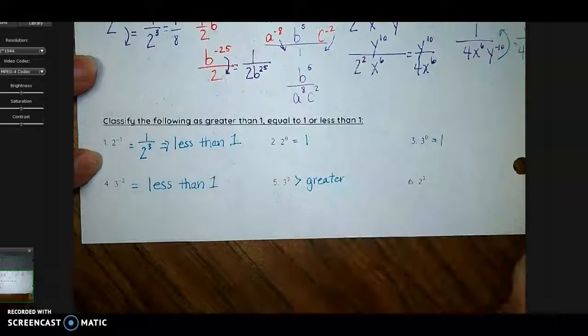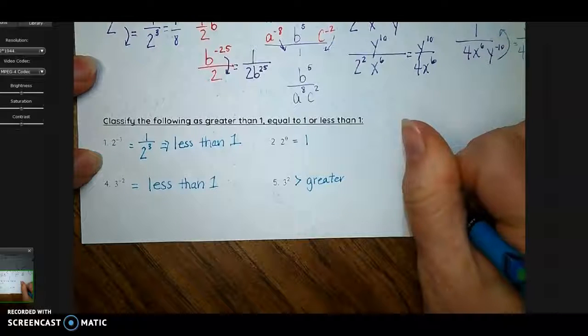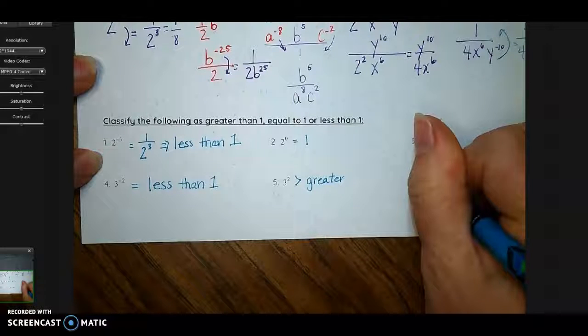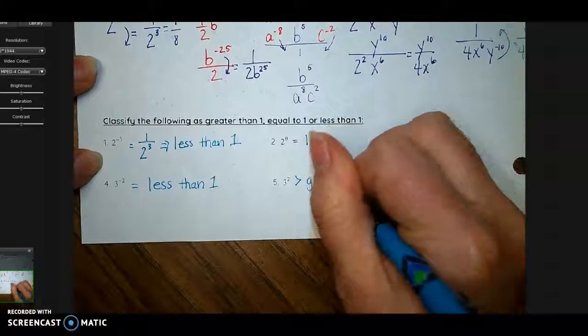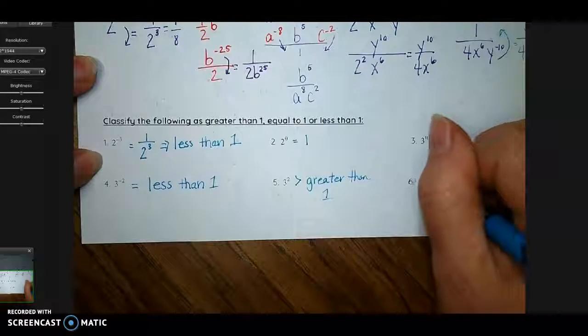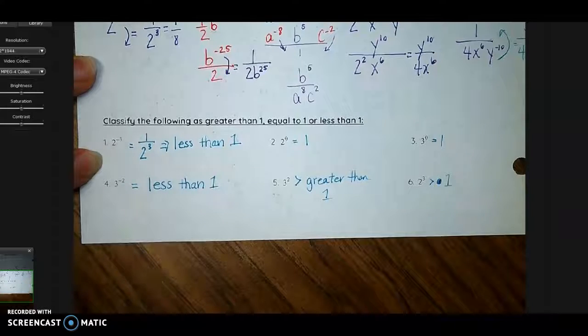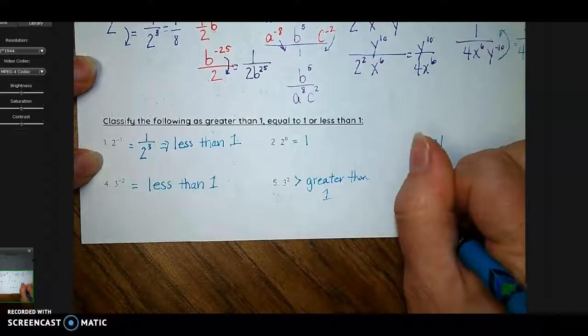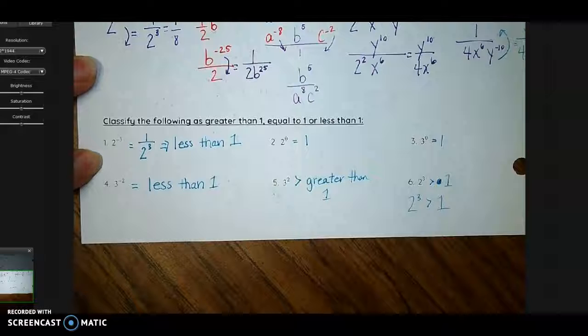I guess I could be using our symbols, huh? And this one is also going to be greater than 1. So I could write that as 2 to the 3rd greater than 1.